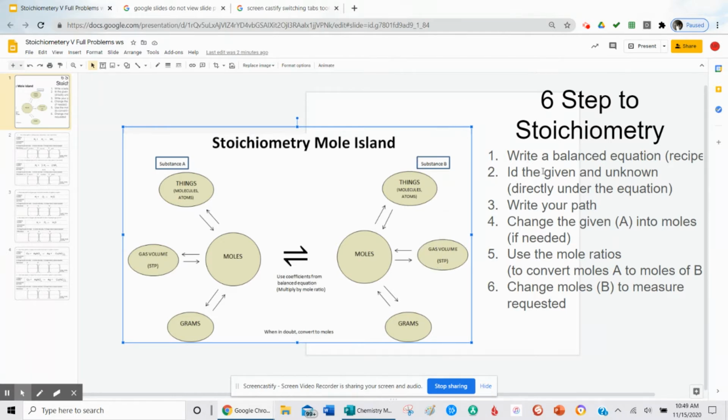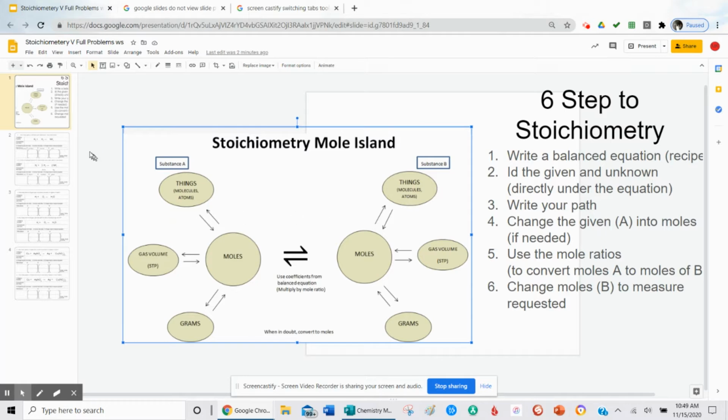And there are 6 steps. You got to write a balanced equation. You got to ID your given and unknown. You got to write your path. You got to change the given to moles. Okay, and then we're going from moles to moles. That's our mole ratio. And then we are going to convert the moles of our wanted to the unit they requested.